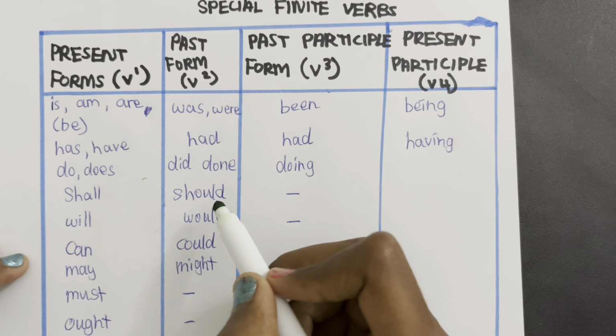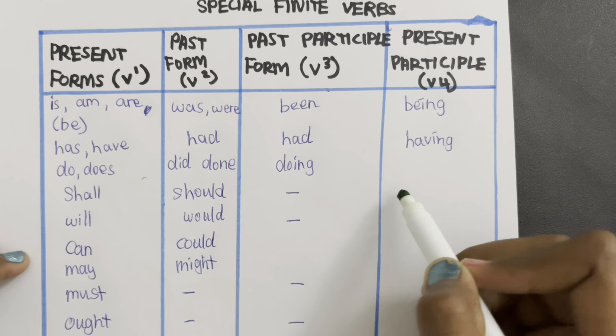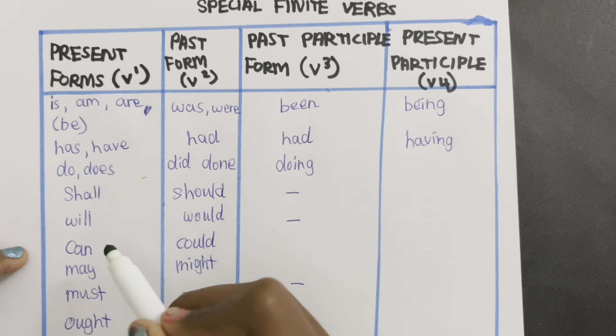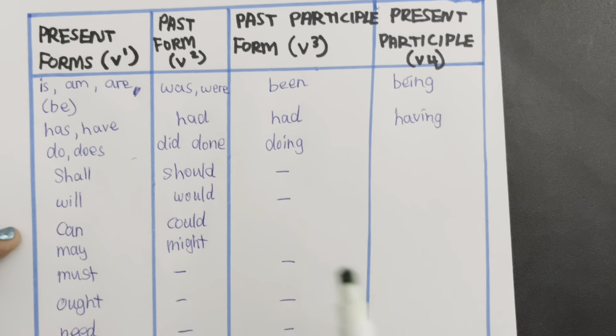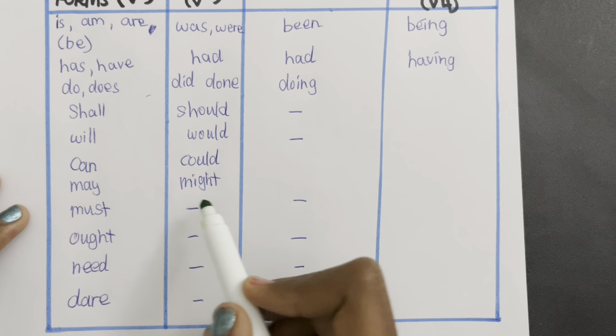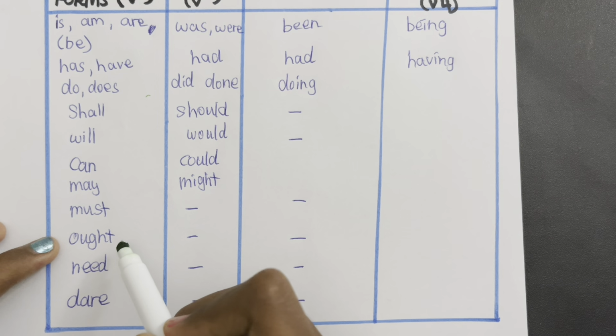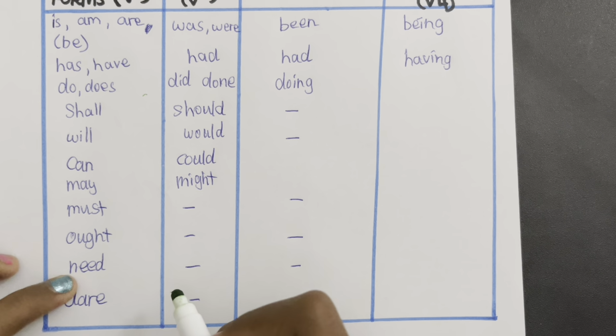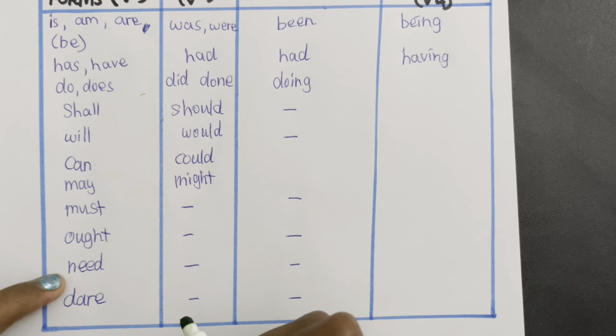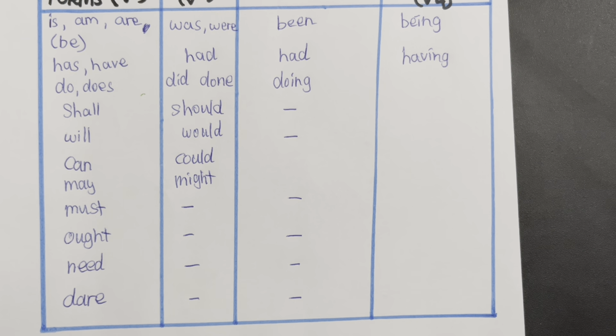Shall, should, and there's nothing here. Will, would, can, could, may, might, must, it doesn't have any of those forms. Ought, it doesn't have any of those. Need, it doesn't have any of those. And dare, it doesn't have any of those.